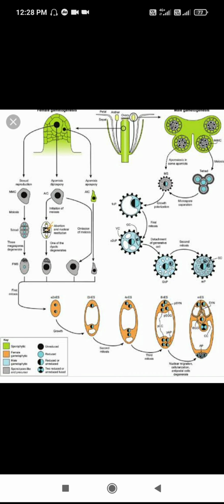Finally, the body cell divides and forms two male gametes. Finally, the body cell divides and forms two male gametophytes.